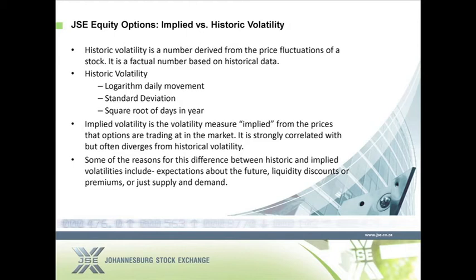Generally speaking, implied volatility and historical volatility will move together. They move with a close relationship to each other, but often they diverge. The reasons for these differences between implied and historic volatility are to do with expectations about the future, liquidity discounts or premiums, or just generally supply and demand factors.